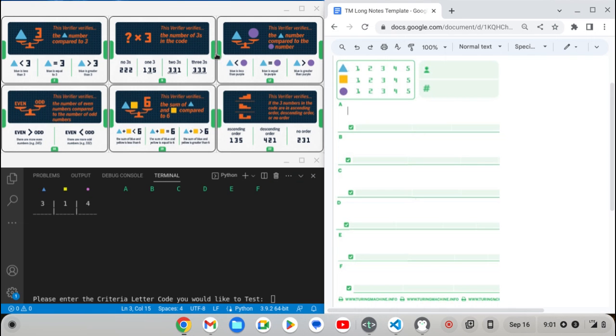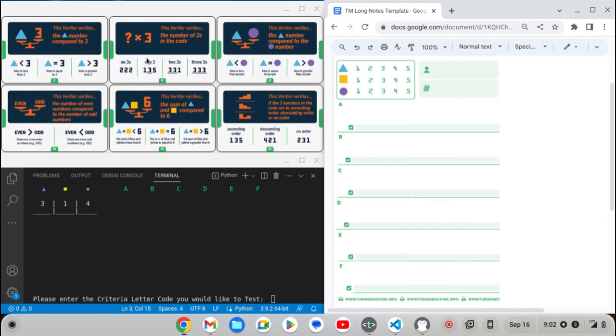So in the grid above, we've got our 6 criteria cards. On the top row, we've got criteria card A, criteria card B, and criteria card C. On the bottom row, we've got criteria card D, criteria card E, and finally criteria card F. So criteria card A looks at our first digit, triangle digit, and we'll compare that to the number 3. So should the value of triangle be less than 3? Should it be equal to 3? Or should it be greater than 3?